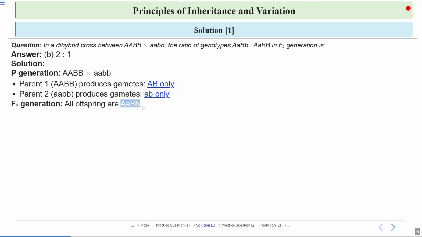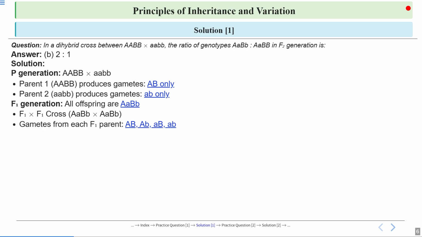The F1 generation will be heterozygous, capital A small a, capital B small b. Now, after selfing of the F1 generation, you will get the F2 generation. To get the F2 generation, you should first know the gametes produced by each parent. As both are heterozygous, they will produce 4 kinds of gametes. You can calculate the gametes using the formula 2 raised to the power n, where n is the number of heterozygous pairs. Here you have 2 heterozygous pairs, so 2 raised to the power 2 is 4. 4 kinds of gametes will be produced.